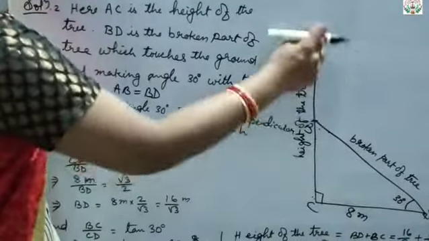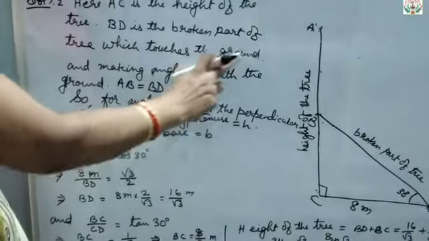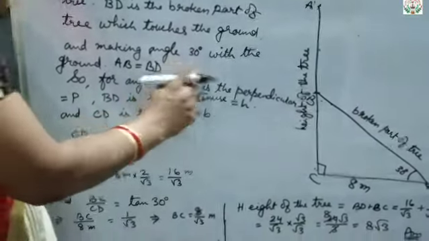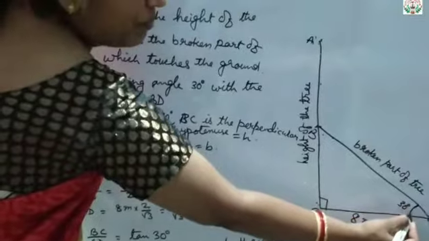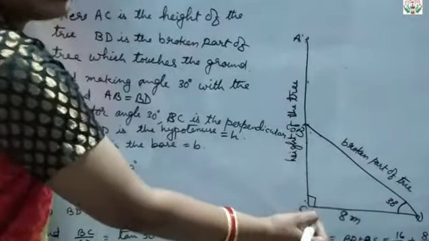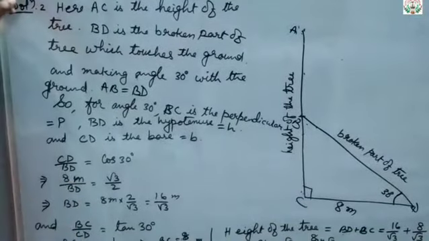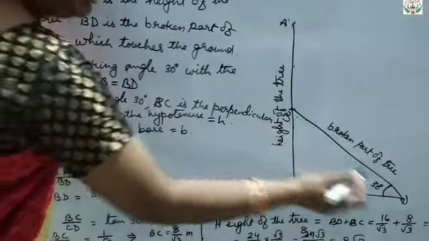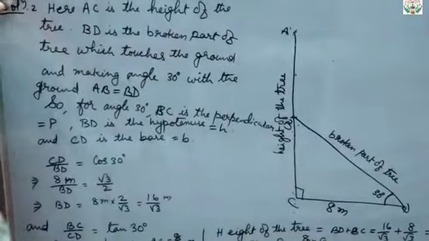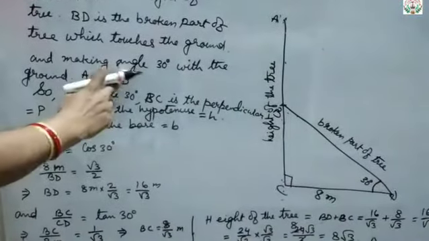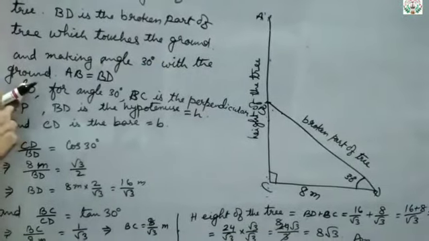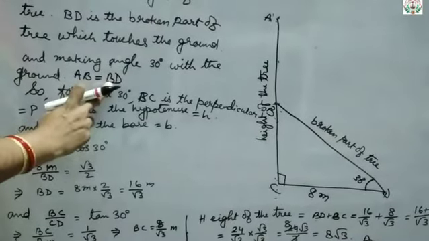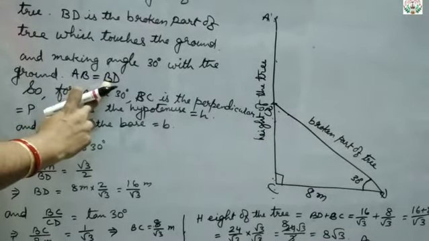So BD will be equal to AB, which touches the ground and makes an angle of 30 degrees. So this angle, the broken part with the ground level, makes 30 degrees. Okay, so this angle CDB or BDC is how much? 30 degrees. So making angle 30 with the ground. So AB equals BD we know, because that is the broken part.